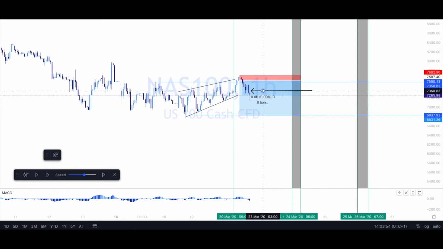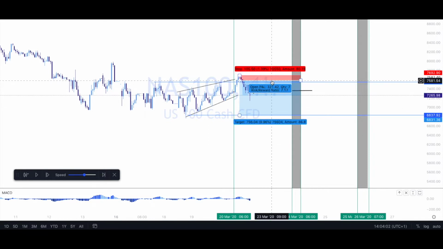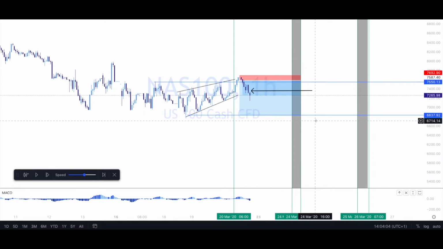So this trade is profitable. No matter what, we're not going to lose anything. So in this trade so far, we've secured 222 pips already, right? Which is fantastic. 222 pips.